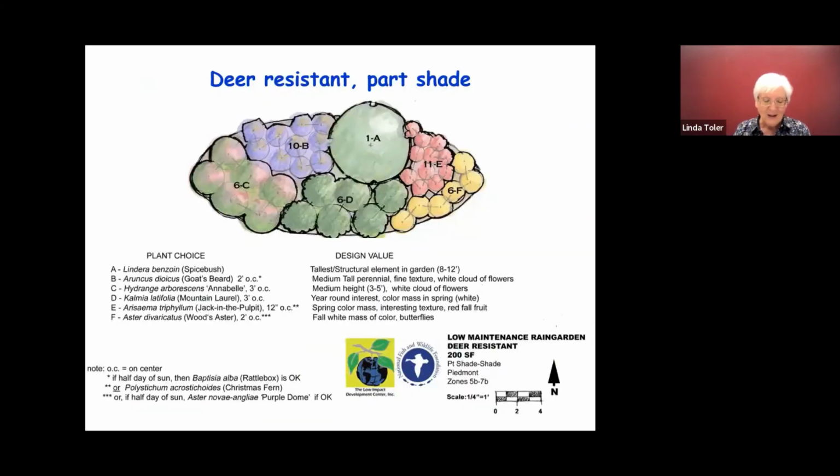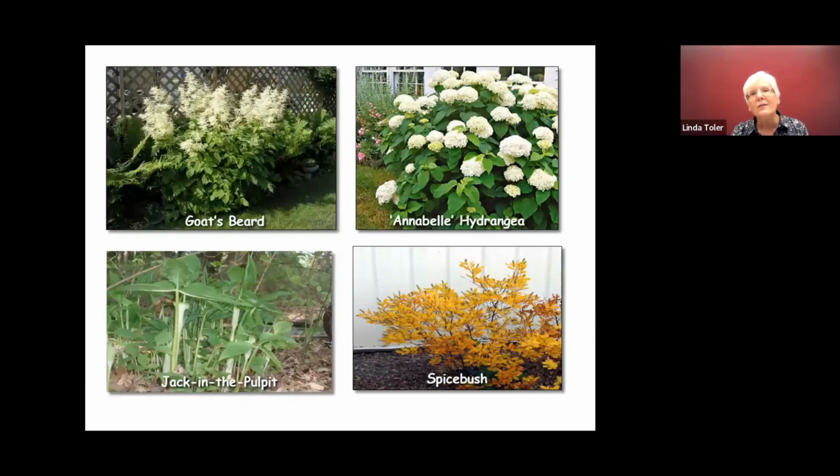Now, the next garden is a 200 square foot garden, and it's primarily for a partly shaded area. This garden is touted to be deer resistant, and you all probably know that deer resistance sort of depends on your deer. They don't know they're not supposed to eat certain things. But the plants that are in this particular garden are pretty unappetizing to deer. And again, they were chosen to give you seasonal interest.